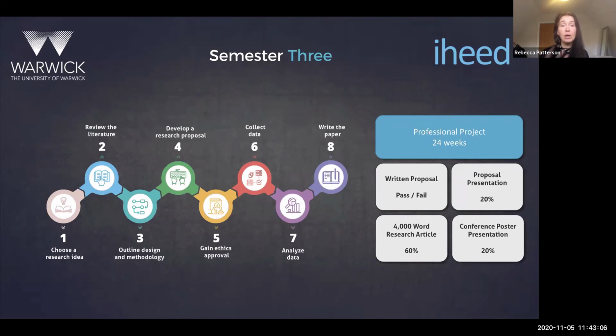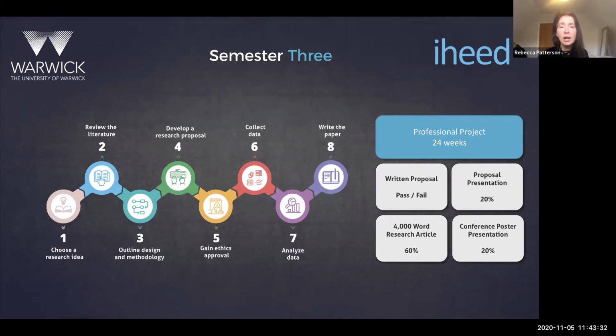So when you are starting out on your literature review, we get you to choose an idea. You will do a literature review, you do your qualitative and quantitative analysis, your outline design and methodology. You'll develop your research proposal and you'll get approval, your ethics approval. So it's quite a complex process. You'll collect your data, analyze your data, and then write your paper. But we'll guide you all the way through that process.